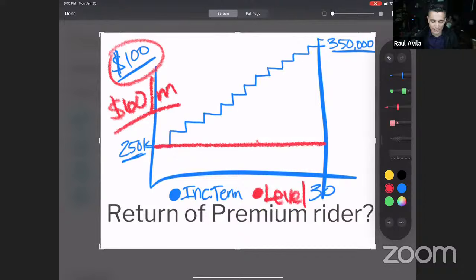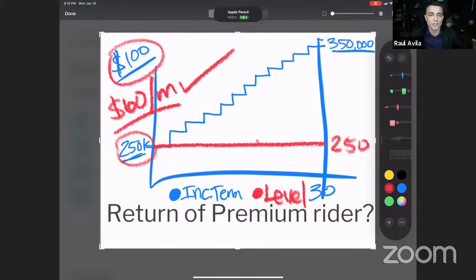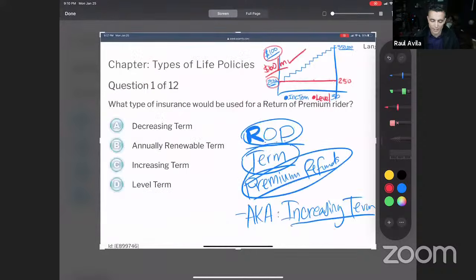Level term doesn't get your money back. You start at $250,000, you end at $250,000, okay? But the premium is a lot less. Okay, screenshot that. I'm done. Screenshot that, because that's going to be a really good way for you to remember what is increasing term and level term.